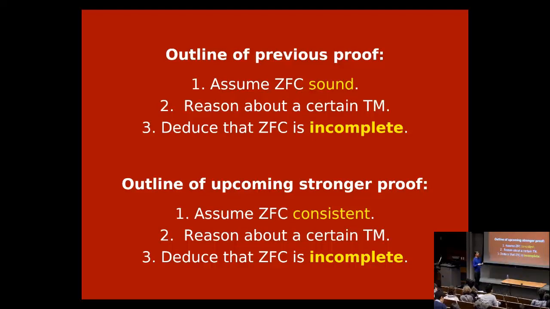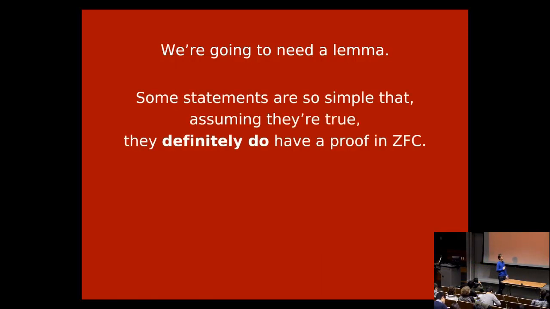Now we're going to give a stronger proof of this, a proof of the stronger statement, where this is a weaker assumption. We're only going to assume that ZFC is consistent, that it never proves both a statement and its opposite. And we'll reason about a certain Turing machine, and we'll deduce that ZFC is incomplete. Okay, so that'll show that it cannot be that ZFC is both consistent and complete. Okay? It's a pretty simple proof. We'll need one small lemma. So I will do this lemma now.